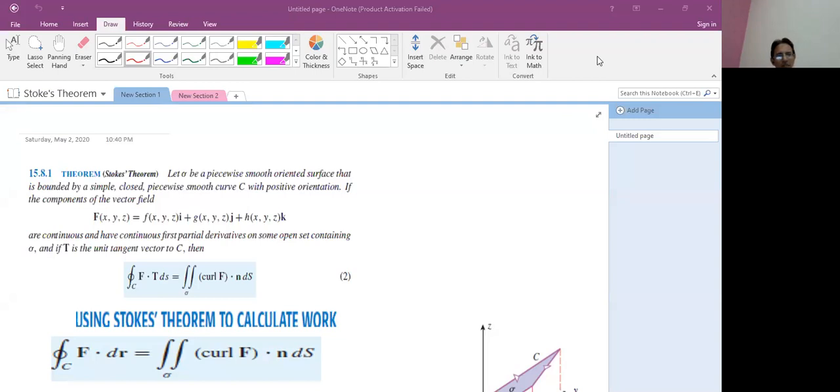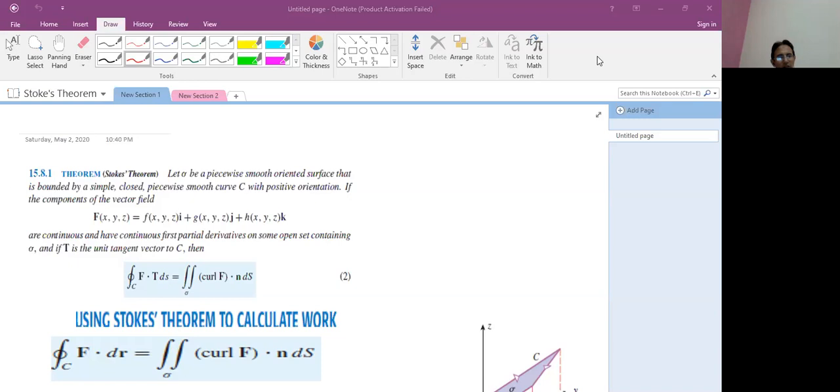Let sigma be a piecewise smooth oriented surface that is bounded by a simple closed piecewise smooth curve C with positive orientation. If the components of the vector field F of x, y, z, which is equal to f of x, y, z i plus g of x, y, z j plus h of x, y, z k, are continuous and have continuous first order partial derivatives on some open set containing sigma, and if T is the unit tangent vector to curve C.